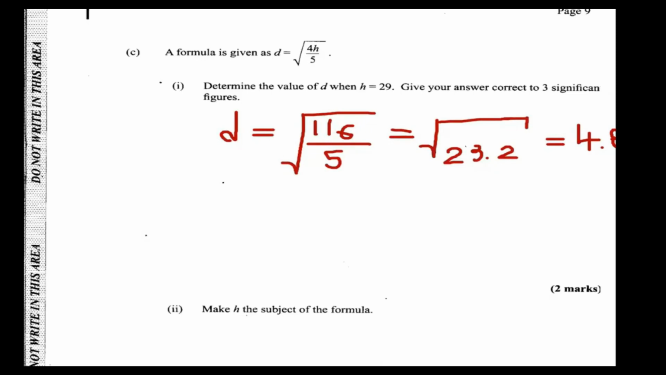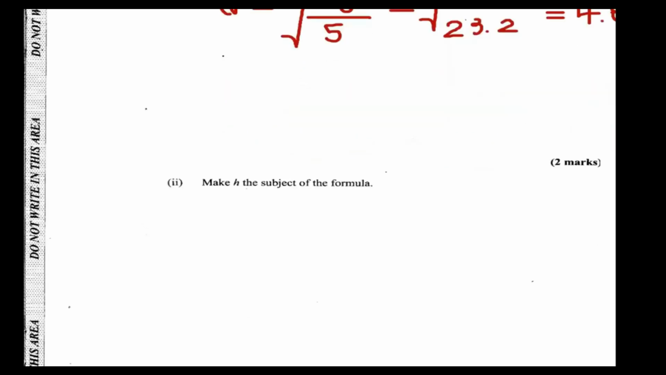Nice. Now the question says make h the subject of the formula. Now, of course, to make h the subject of the formula, what that pretty much means is we need to have on one side h only. Remember, we have that D is equal to the square root of 4h over 5. To make h the subject of the formula, the first thing we need to do is square both sides. By squaring both sides, we're going to get D squared is equal to 4h over 5.